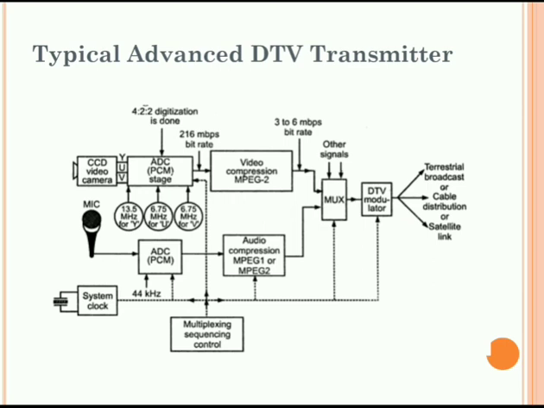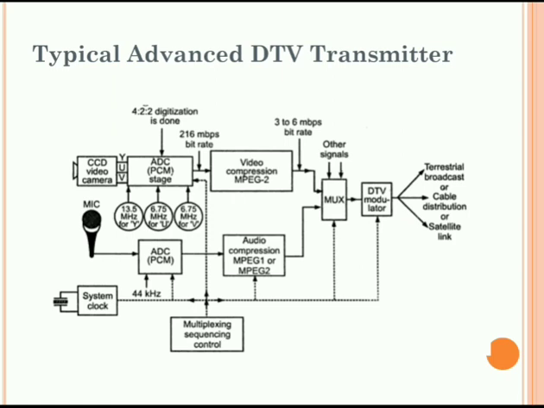The multiplexer is used to combine the video signal and the audio signal. For the audio signal we are having a mic which will receive the audio signals, and an ADC is used for the purpose of converting that analog signal to digital signal. After that we are using compression for the audio signal, as we have used for the video signal. After the multiplexer we are giving it to the DTV modulator, and after that it is telecasted. Now let us see in detail how this typical advanced digital TV transmitter works.